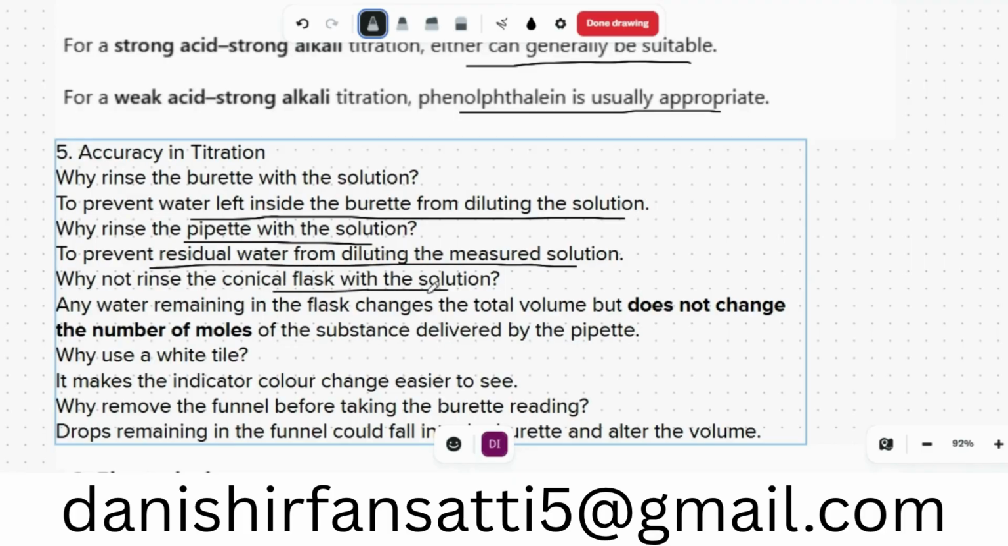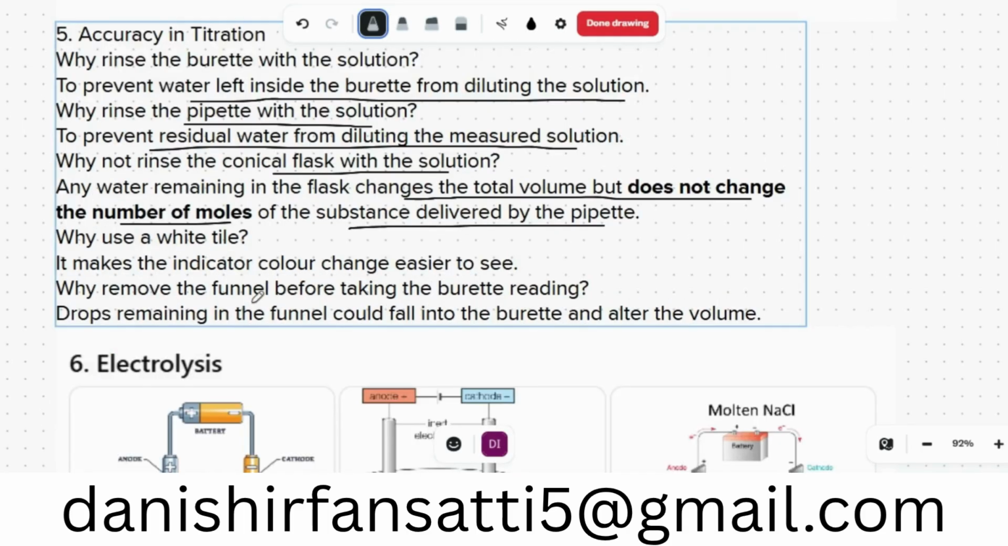Why not rinse the conical flask with the solution? Any remaining water in the flask changes the total volume but does not change the number of moles of substance delivered by the pipette. Why a white tile? So it can help us to easily see the color change.